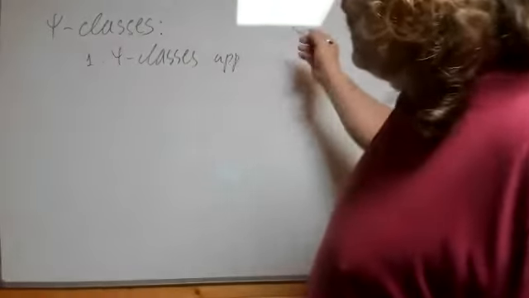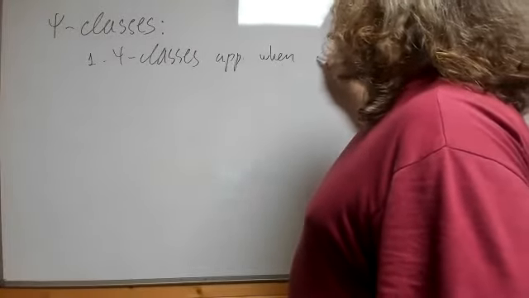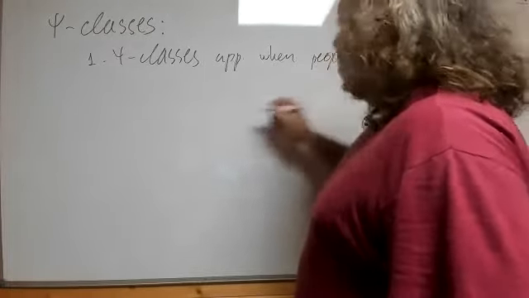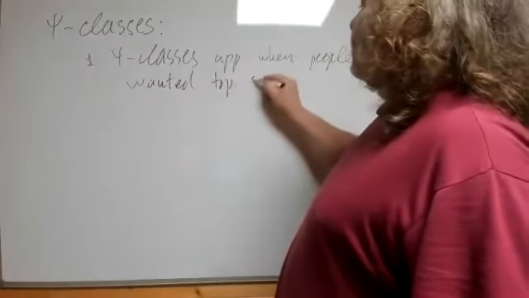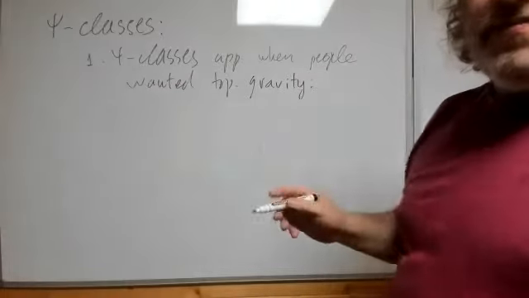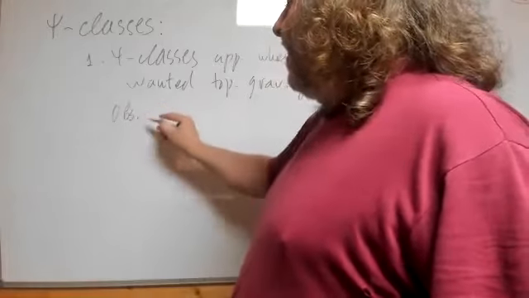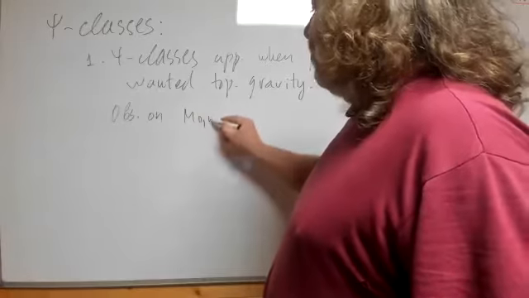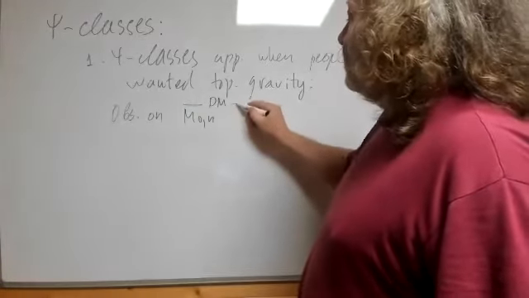appeared when people wanted topological gravity. Namely, they appear as observables on M, no, not M. And here we have Deligne-Mumford compactification.